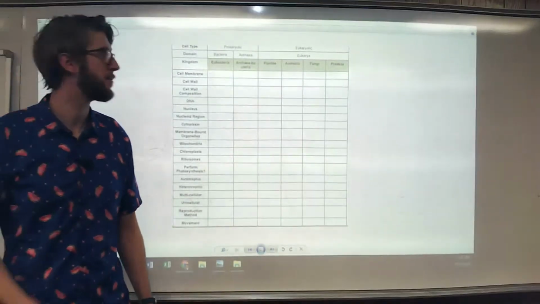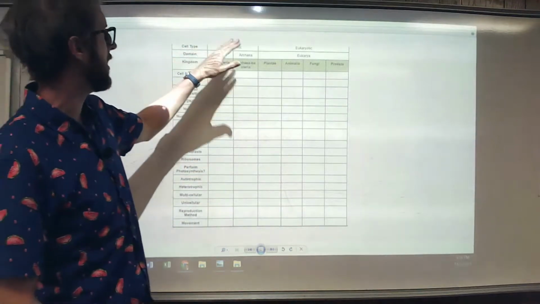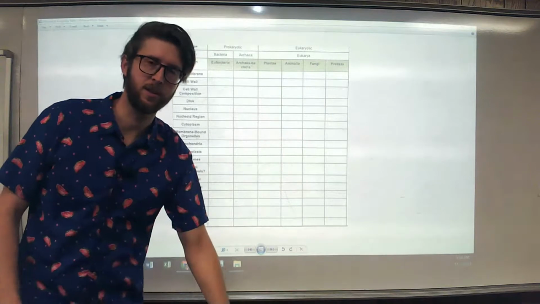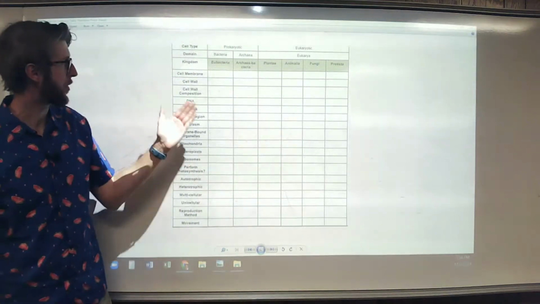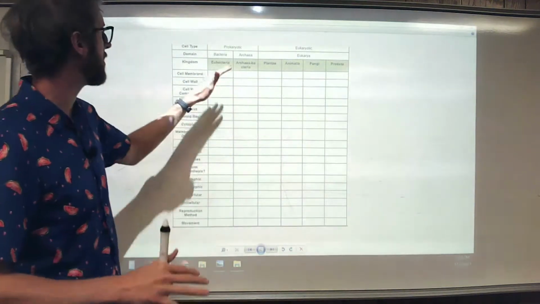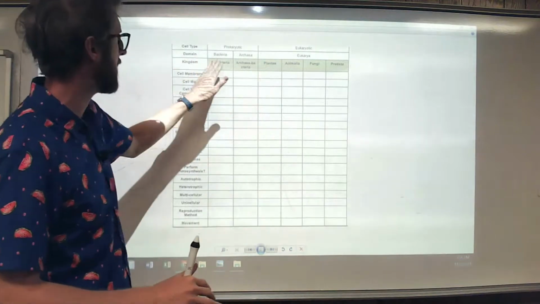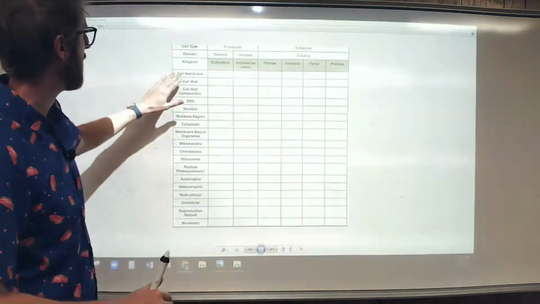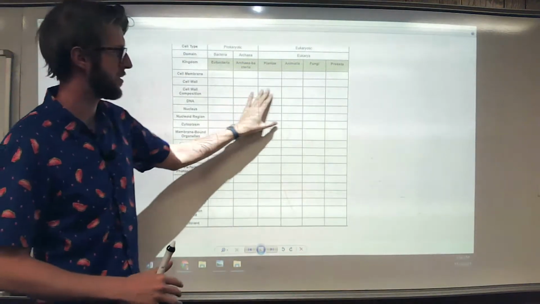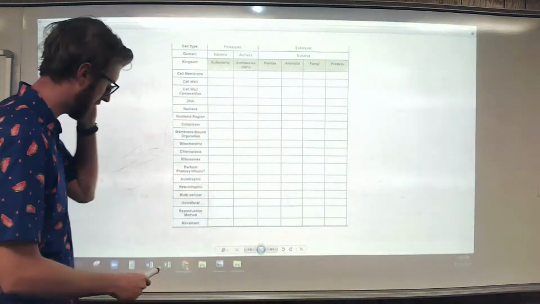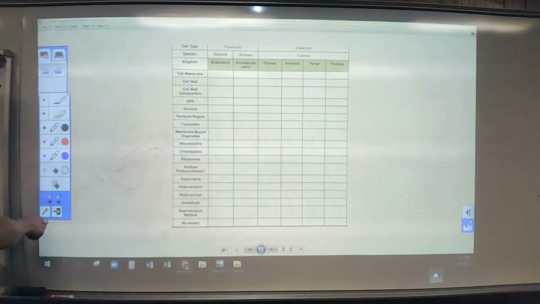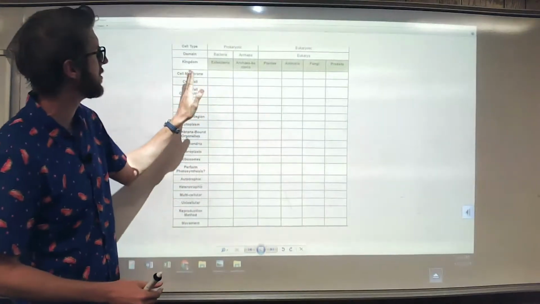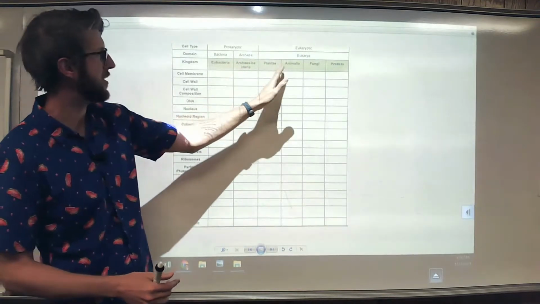Okay, so we have here a list of all of the domains and kingdoms and a whole bunch of characteristics. And we're going to talk about the different cell types, the domains within those cell types, the kingdoms within those domains. And down here in the characteristics, this is all blank, but we are going to fill this in. We're going to put a check for everything that is present in each of these kingdoms.